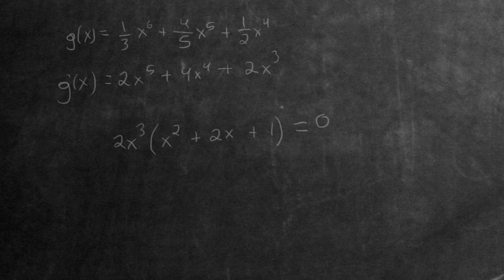So that automatically tells me that when we set this particular term right here to 0, x cubed can only be 0 when x is equal to 0. So one of our critical points, or critical values, is going to be when x is equal to 0.